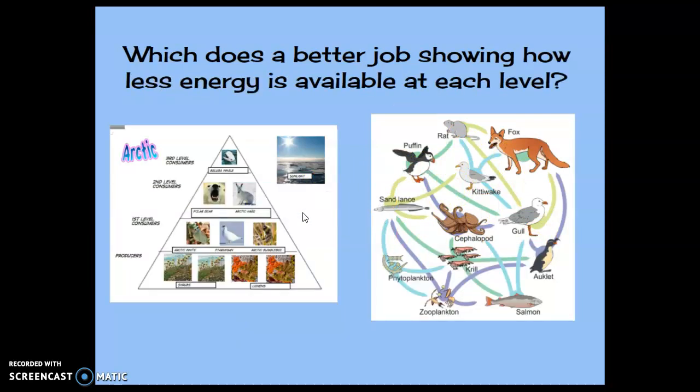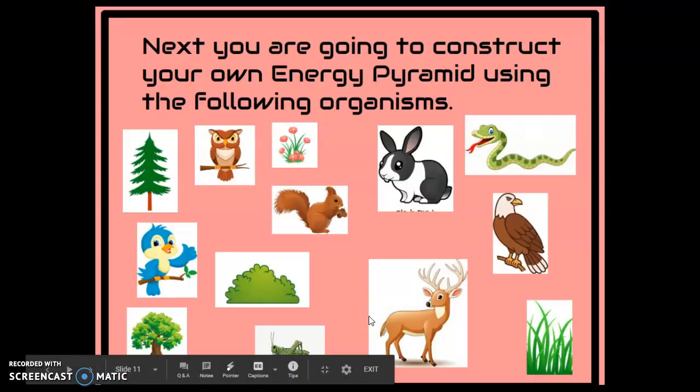Next one, which does a better job of showing how less energy is available at each level? Again, it would be the one on the left. That would show you very specifically. Sometimes they even give the amount of calories that are transferred up. Remember, only 10% of the energy at the producer level makes it to the next level, and 10% of this energy makes it to this level. That's why there are fewer and fewer organisms and less calories available. Next one.